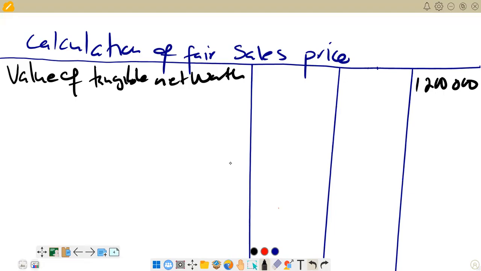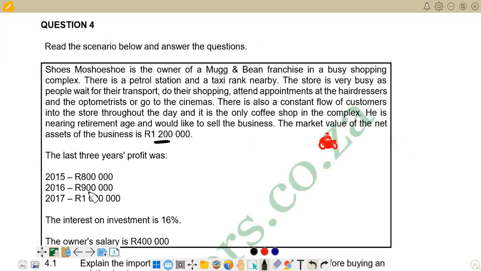Next we are going to put the average net earnings of the business. For the average net earnings, you'll see that we are given the net earnings here: 800,000, then 900,000, then 1 million. What we are going to do is add them to get the total, then divide by 3 to get the average. So we say 800,000 plus 900,000 plus 1 million, and the answer that we get, we divide by 3.